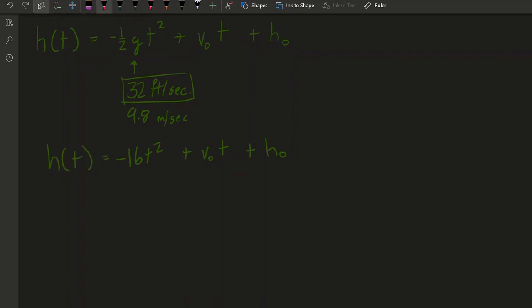Now, a quick note about initial velocity. If the initial velocity is positive, that means that whatever object we were talking about was thrown up. If the initial velocity is 0, it was dropped without any additional force going either up or down. If it's negative, that means it was thrown down.